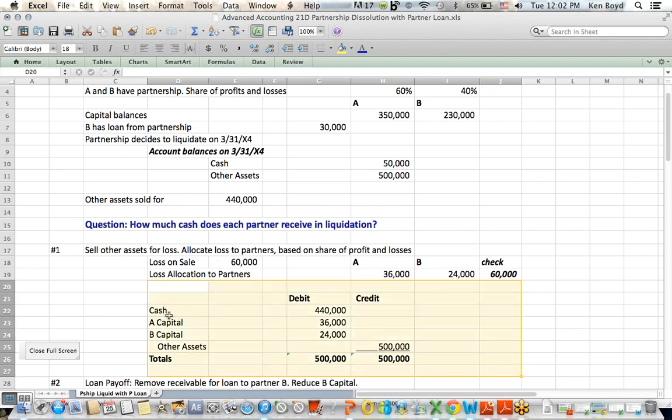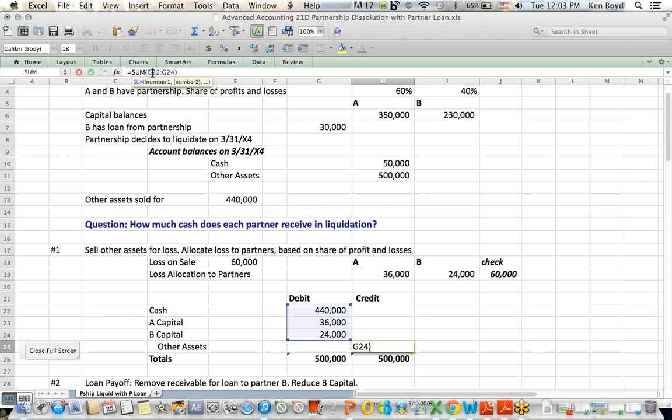If you think about it in terms of a journal entry, we got cash in the door, $440,000. And we are going to lower both A and B's capital accounts by debiting, by the amount of the loss, $36,000, $24,000. And we sum all those up, so we get a total debit equals credits. We have a credit to other assets, which we're taking off the books because we sold them. So that other asset balance goes away. So that's entry number one.